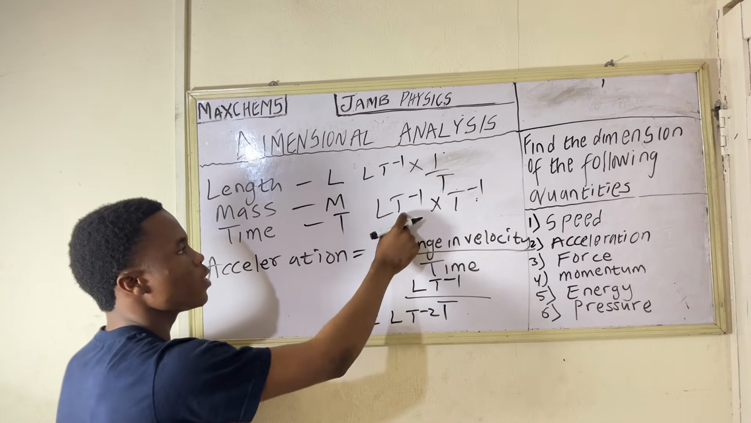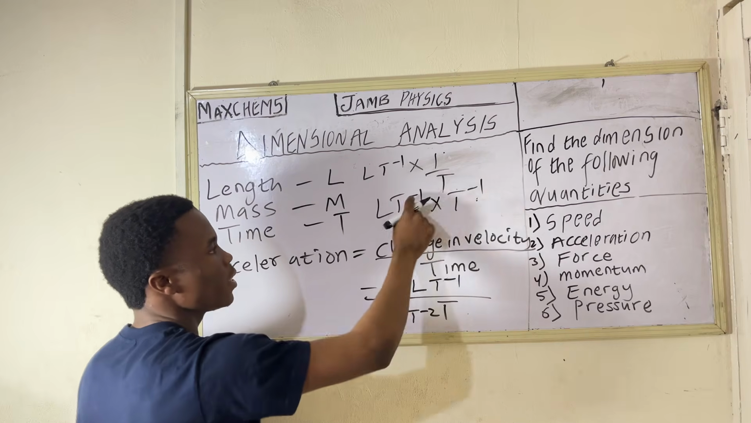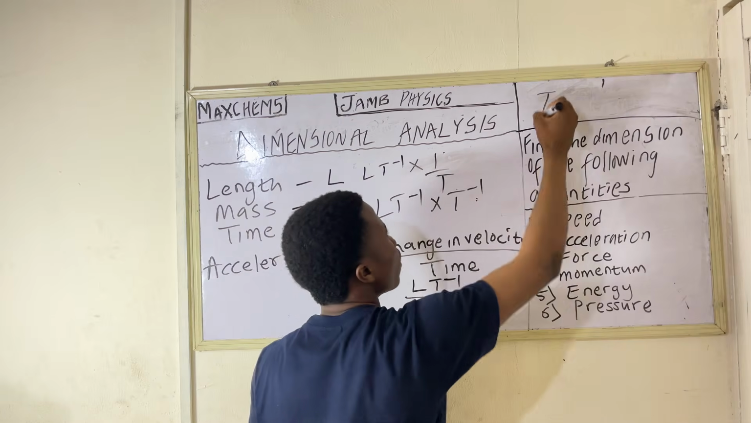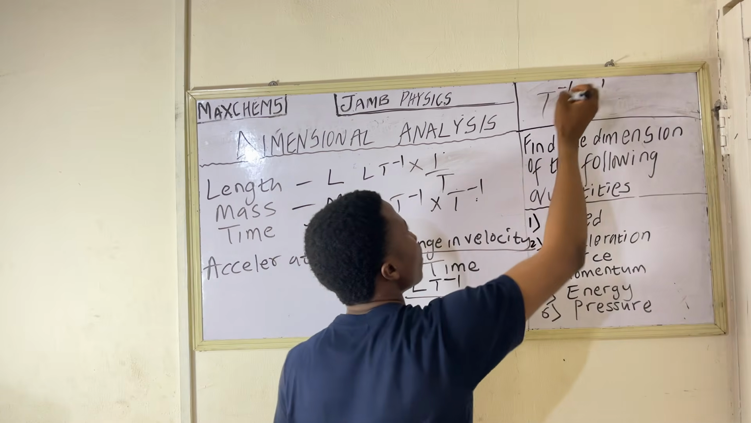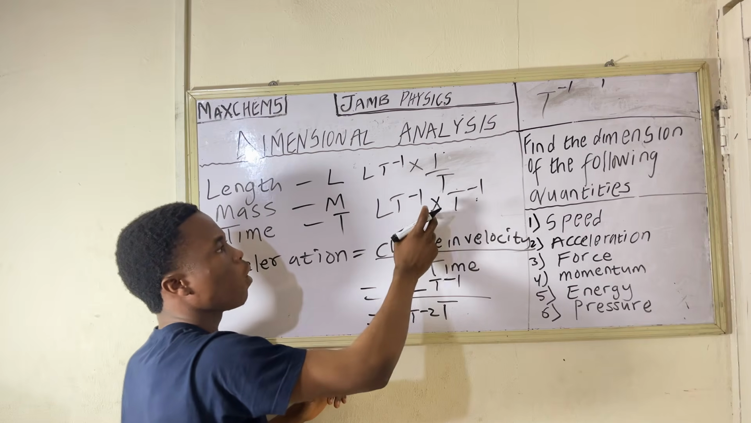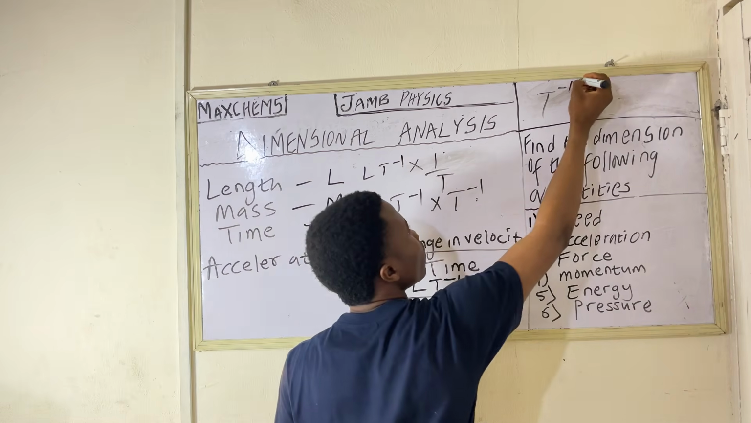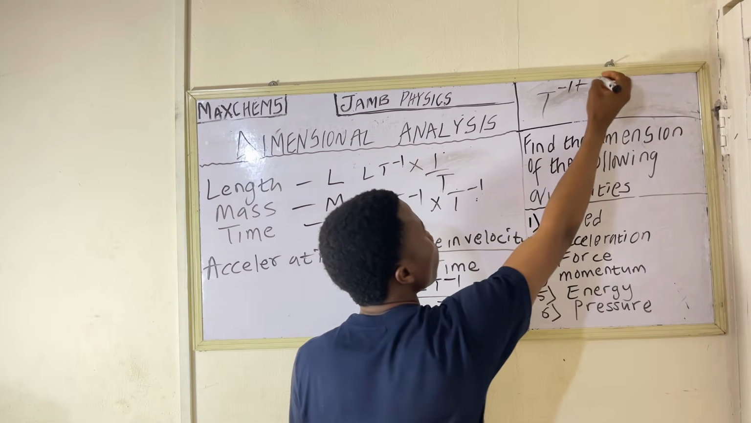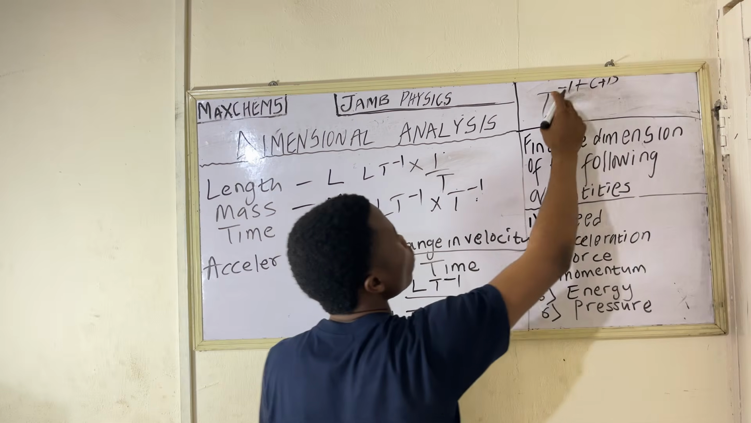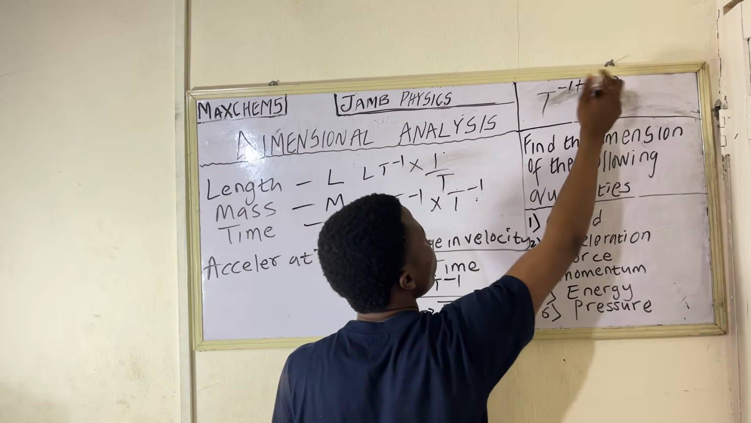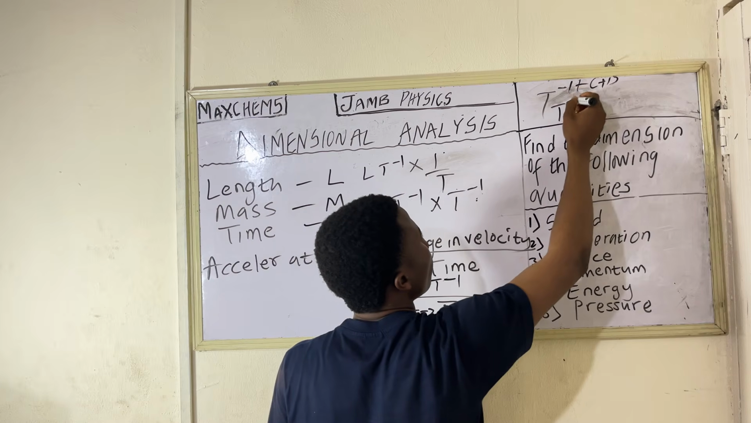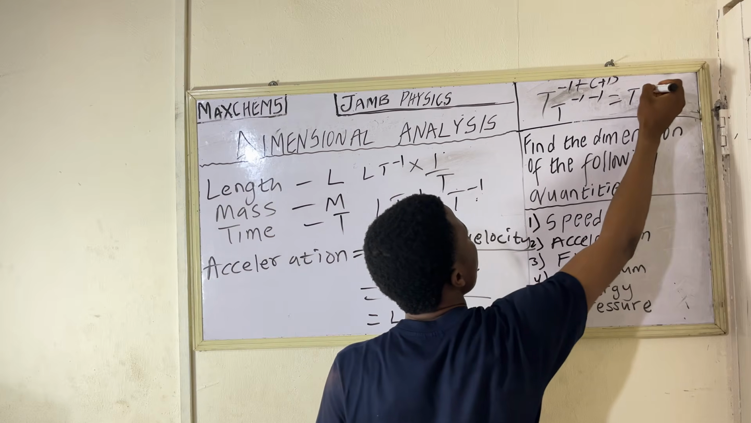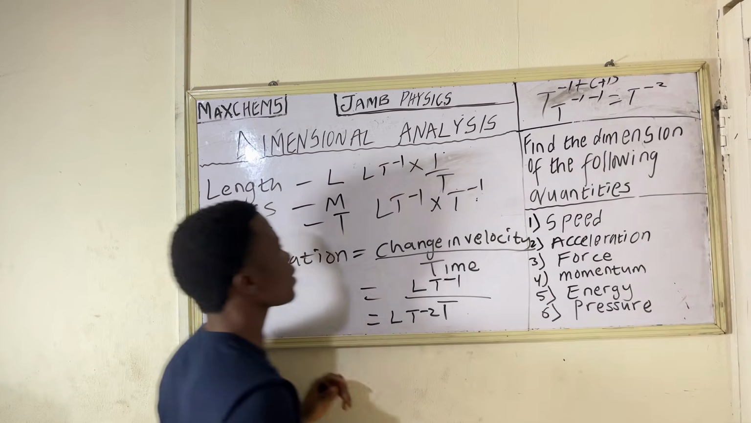we're going to add the indices of the two bases. In this case we have T, and we have minus 1 here and minus 1 here. So instead of multiplying, you are going to add these two indices. So we are going to have minus 1 plus minus 1. Plus times minus will give you minus. So we have T minus 1 minus 1, which will give you T minus 2. So T raised to power minus 2. So that's how I get the answer.